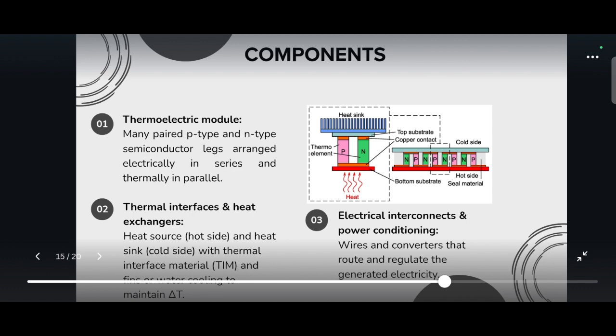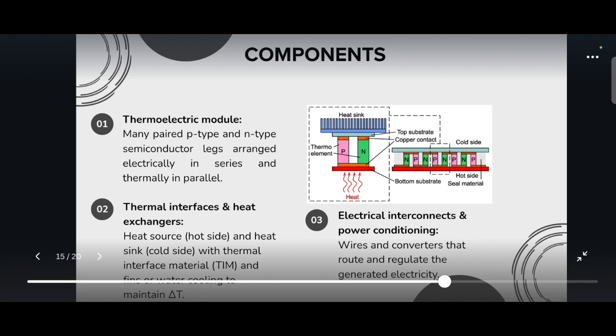Thermal interfaces and heat exchangers. Heat source on the hot side and heat sink on the cold side, with thermal interface material or TIM and fins or water cooling to maintain delta T. These are the parts that keep one side hot and the other side cold, like for example a heat sink, cooling fins, thermal paste. Without a good temperature difference, the device won't work at all.